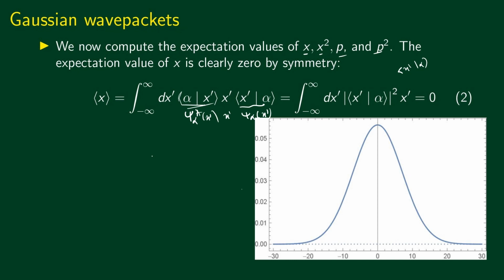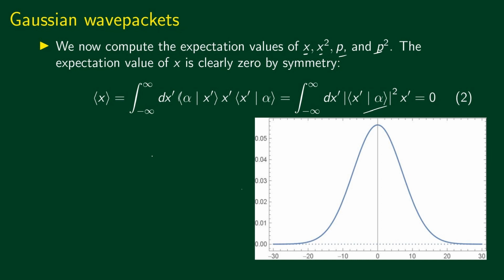Because as you can check, the modulus squared of bra x prime ket alpha is an even function. x prime itself is an odd function. So the product of an even function and an odd function is again an odd function, which means that you are integrating an odd function from minus infinity to infinity, and that integral is going to be 0. You may convince yourself that this integral is actually 0 by substituting the Gaussian wave function in here. But you can also see that this integral, or this expectation value, has to be 0 from symmetry.